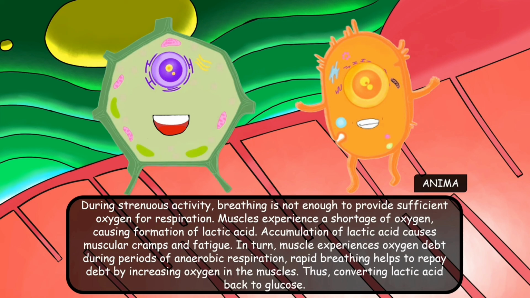During strenuous activity, breathing is not enough to provide sufficient oxygen for respiration. Muscles experience a shortage of oxygen, causing formation of lactic acid. Accumulation of lactic acid causes muscular cramps and fatigue. In turn, muscles experience oxygen debt during periods of anaerobic respiration. Rapid breathing helps to repay the debt by increasing oxygen in the muscle, thus converting lactic acid back to glucose.